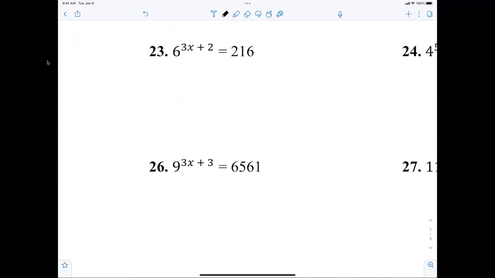All right. So I need 216 to have the same base. I need someone to tell me 6 to what power is 216? 6 to what power is 216? So you go to y equals, type in 6 to the x this time, and then go to your table until you can tell me it's what? 3. All right. So I want everybody to write down 6 to the 3x plus 2 equals 6 cubed.